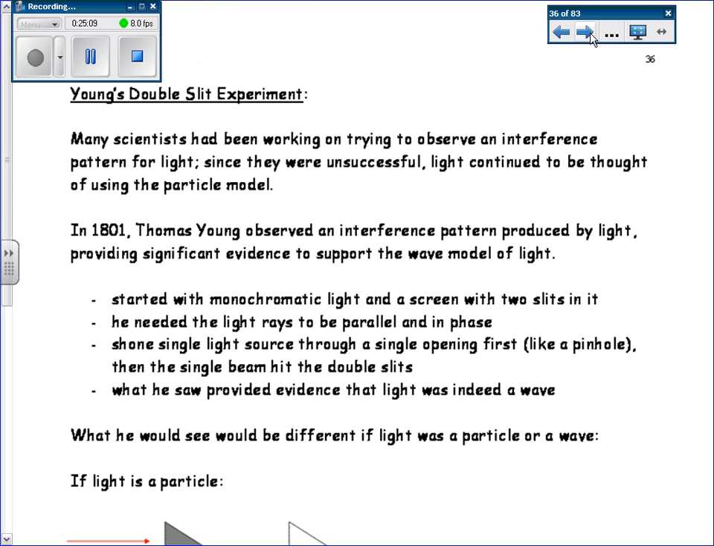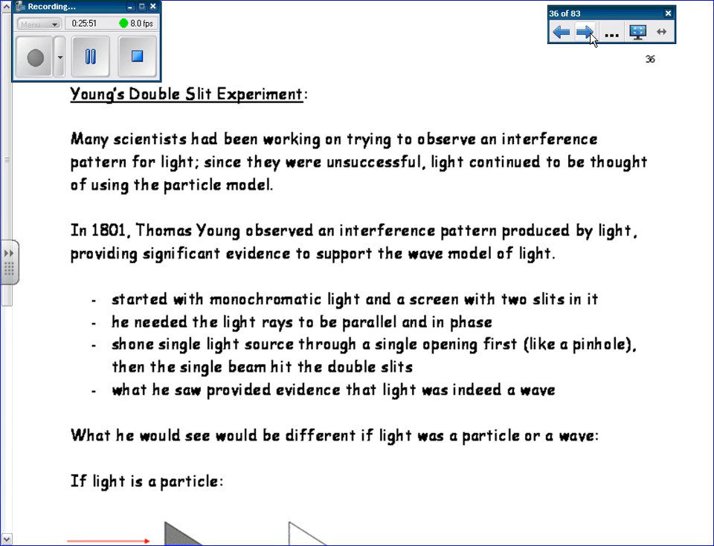The next thing we want to talk about is Young's double slit experiment, and there's a history to this because Young wasn't the first one to try this experiment. It was recognized that if waves interfered when they went through double slits, that would be a definitive way of proving whether light is a particle or a wave, because if you can get light to go through double slits and give you an interference pattern, then clearly it's a wave, not a particle. Scientists had been trying that for a long time, but they were unsuccessful. Because they were unsuccessful, they assumed that light was a particle.